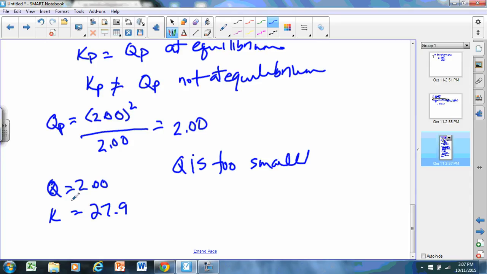So in order to, as this progresses towards equilibrium, grab the eraser. I don't know what I'm doing down here. I'm being crazy. So Q is too small.